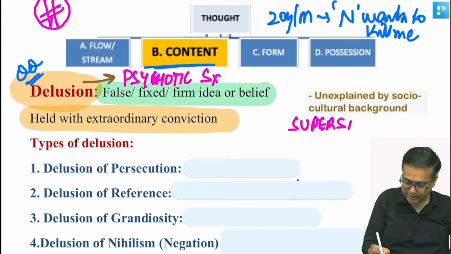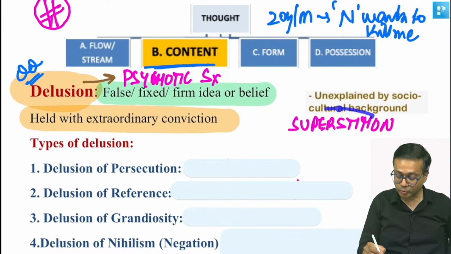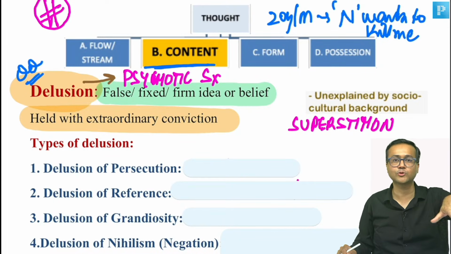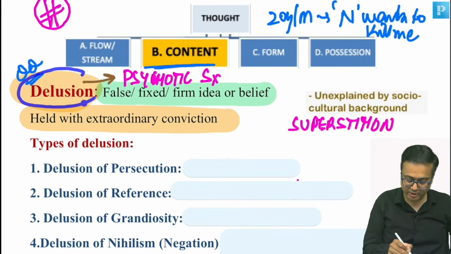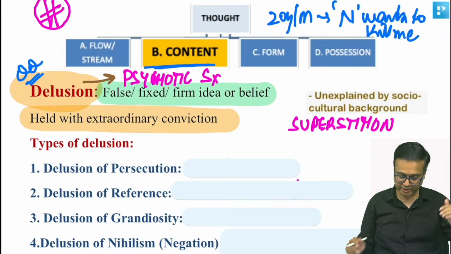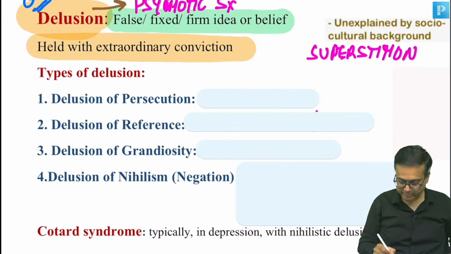So the last point helps us differentiate delusion from superstition. Superstition can be explained by the socio-cultural background. Other people in that society may also believe it. But delusion, remember, is unexplained by the socio-cultural background. With this, let's now discuss the question which they ask again and again: the types of delusion.